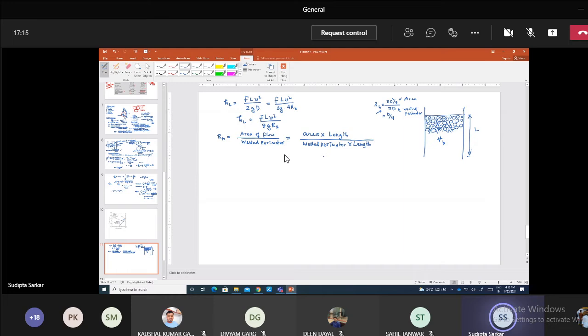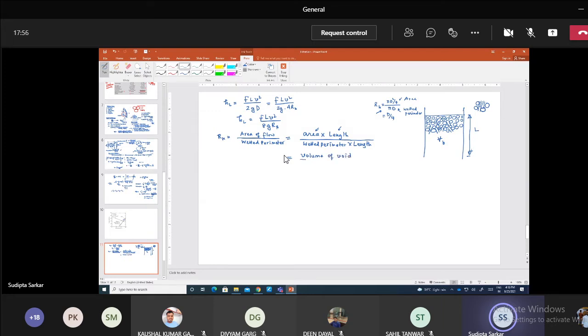All right, and so you see the area of flow into length. So what is the area of flow? The flow is taking place between the, if there are two particles like this, so flow is taking place through the area between these particles. So what is this area between these two particles? This is nothing but the void, right? And if you multiply with the length of the filter, this gives us the total volume of void, right? So this is the total volume of void that we are talking about.